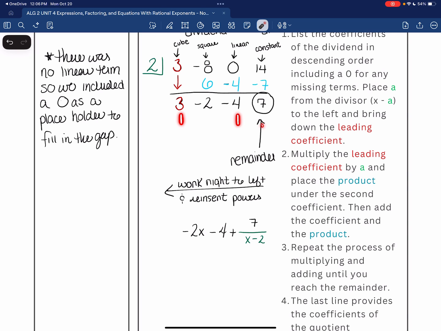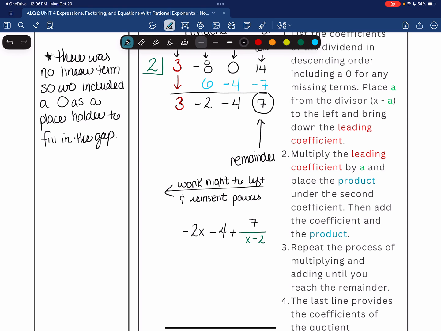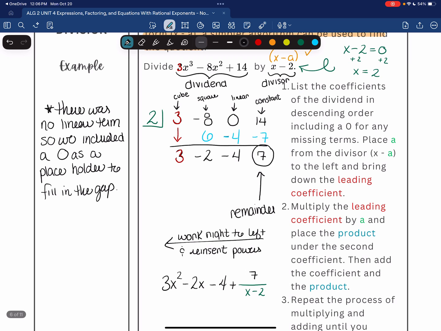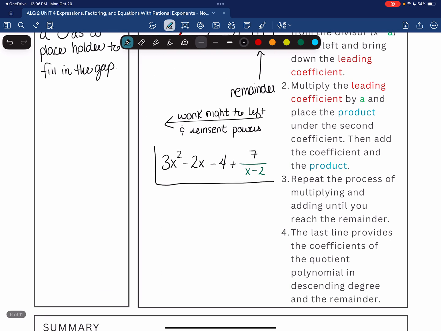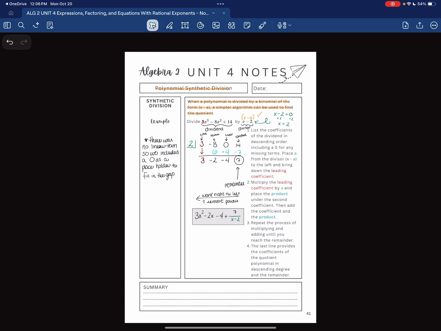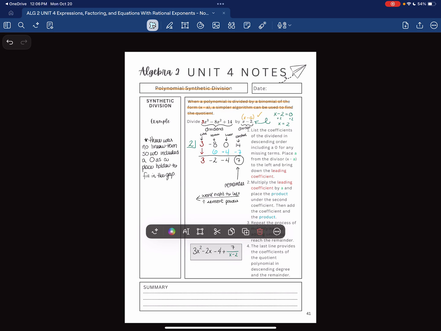And then the next one, we'd bump it up again. This was my remainder. This was a constant. This was linear. So this is my quadratic term. I have 3x squared. That, ladies and gentlemen, is the final answer. This is the quotient when you divide those polynomials. This is the result.